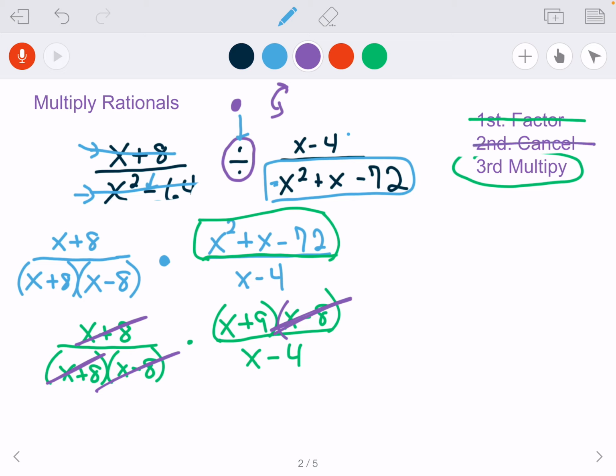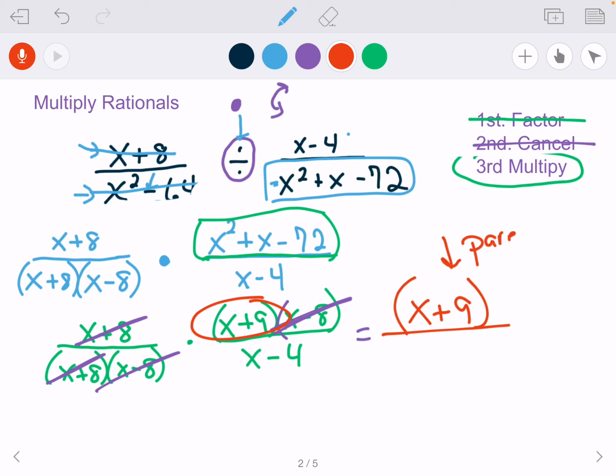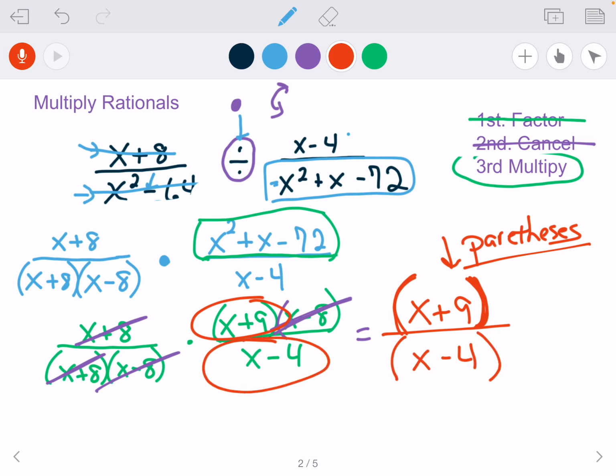So now I'm going to multiply straight across. So all I have left up top on the numerator is x plus 9. And when you put this in Desmos, or not Desmos, Delta Math, you have to put this in parentheses. Remember the parentheses, otherwise it won't put in Delta Math correctly for you. So parenthesis x plus 9, and then on the bottom all I have is x minus 4. And again, I'm going to use parentheses so Delta Math picks it up, and it looks like that.